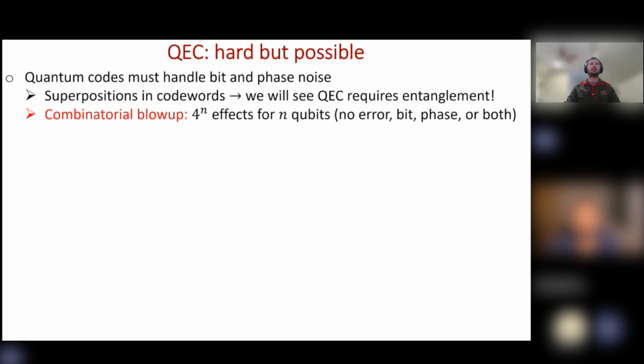This combinatorial blowup is a pain. Well, it's a little bit more of a pain even than the classical case, which is 2 to the n. We'll see that it leads to some important effects that we have to deal with.